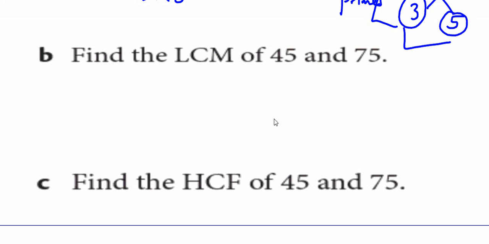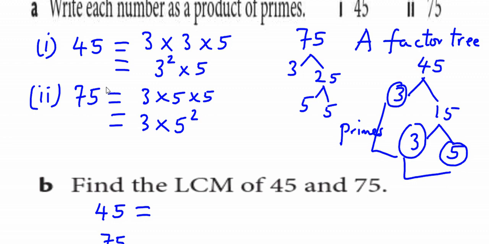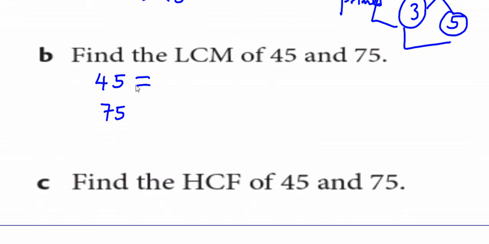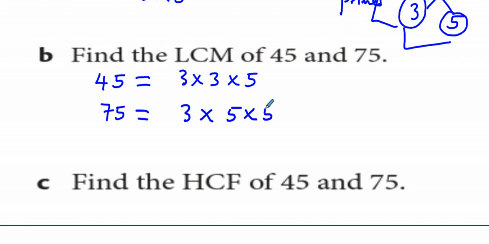Find the LCM of 45 and 75. We already know each number has been expressed as a product of its primes. So let us take advantage of those prime numbers. For 45, we got 3 times 3 times 5. And for this one, we had 3 times 5 times 5.